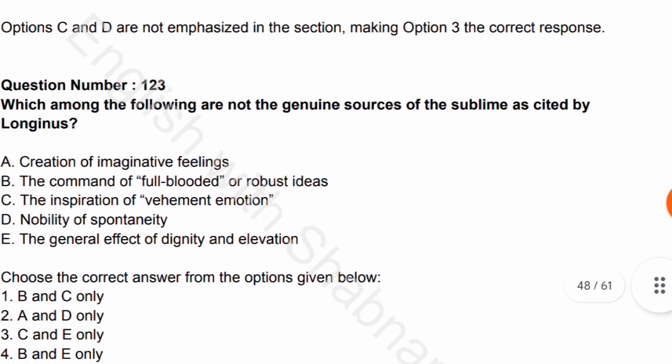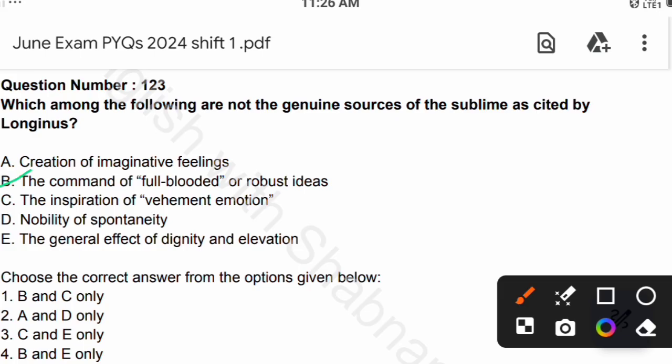Next question you have, which among the following are not the genuine sources of the sublime as cited by Longinus? Option A, creation of imaginative feelings. Option B, the command of full-blooded or robust ideas. Option C, the inspiration of vehement emotion. Option D, nobility of spontaneity. And option E, the general effect of dignity and elevation.